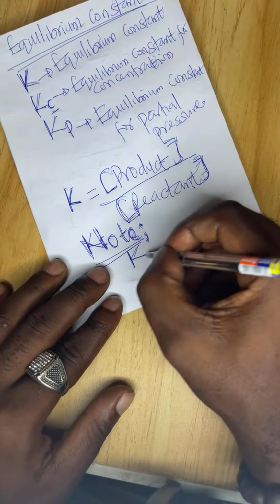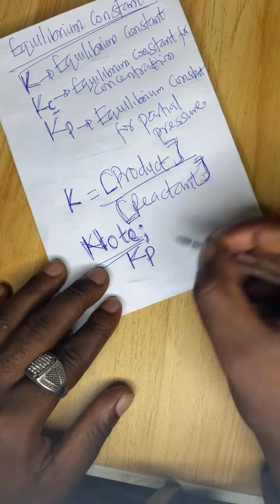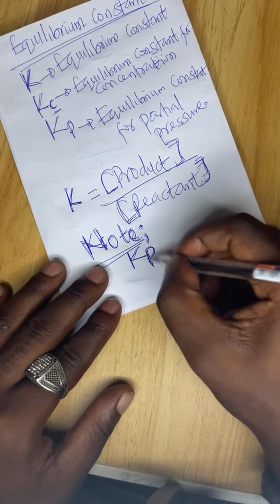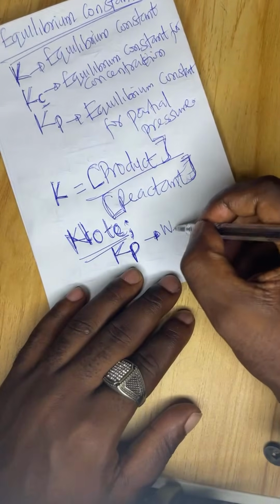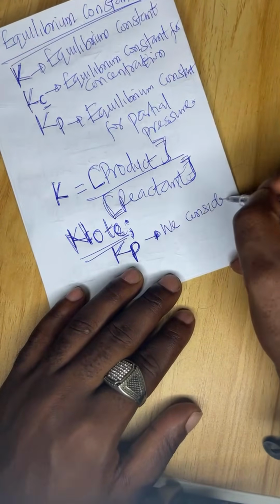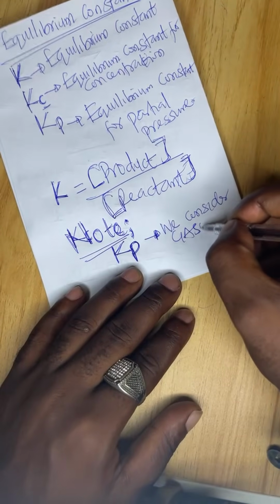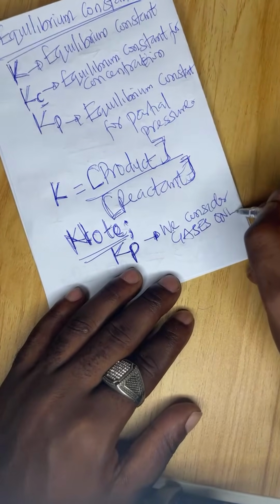To write for Kp, don't forget, pressure only affects gases. So to write for Kp, we consider gases only. This is the major myth of this matter. We consider gases only.